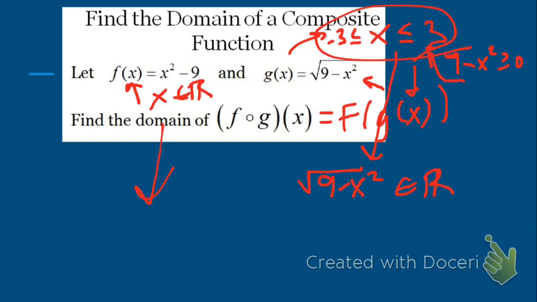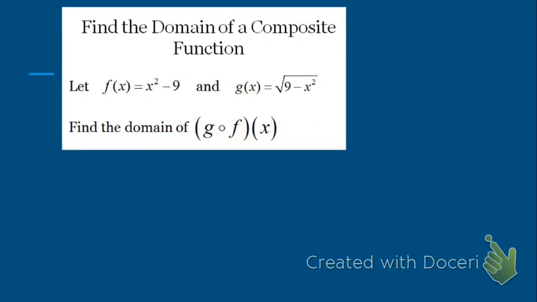So your final answer is the same as the domain of g of x. It's just all real numbers between 3 and negative 3. That would be the domain of f of g of x. Now here, if we do g of f of x with the same two functions, it gets a little more tricky. So now, same functions, but we're doing g of f of x.